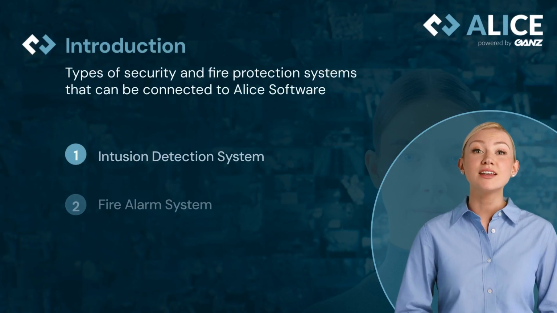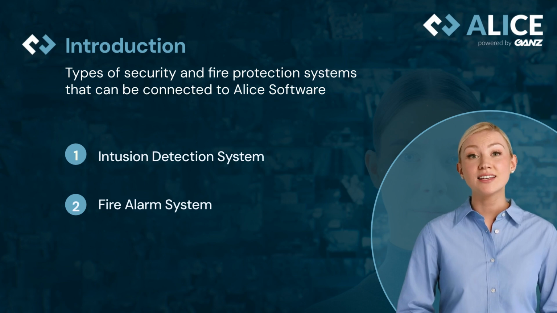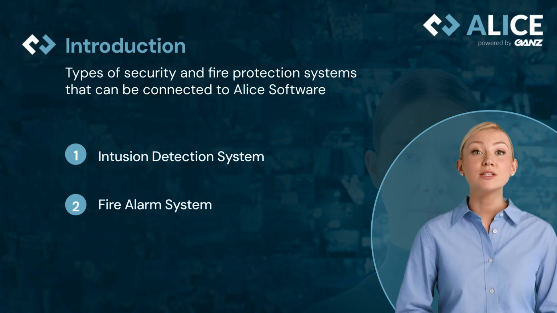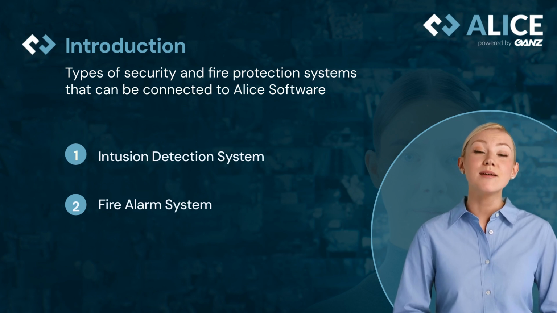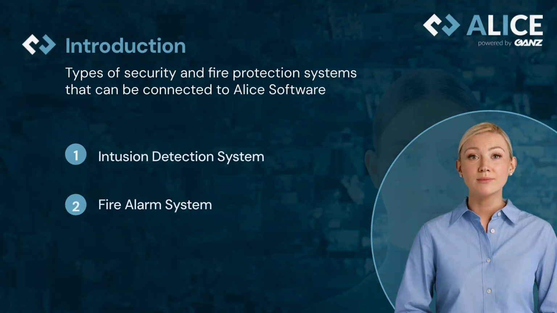When it comes to security, our Alice software can be connected to two particularly important types of devices. The first is intrusion detection systems, and the second is fire protection. In a moment, we will demonstrate step by step how to add such devices and what possibilities are available.